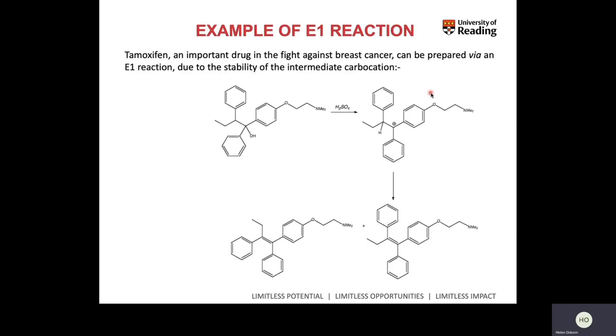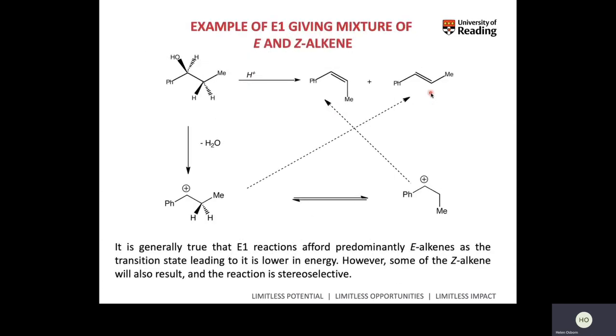Okay, so that's what you need to know for the E1 reaction. We lose our leaving group in the first step to give a carbocation intermediate. When we lose our hydrogen in the second step, we're going to always get a mixture of the alkene products, but generally we'll get more of the E alkene than the Z because the intermediate, which leads to that, is lower in energy.